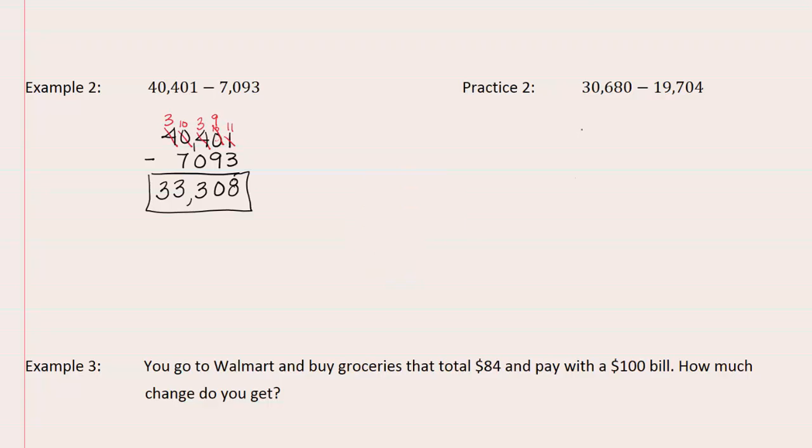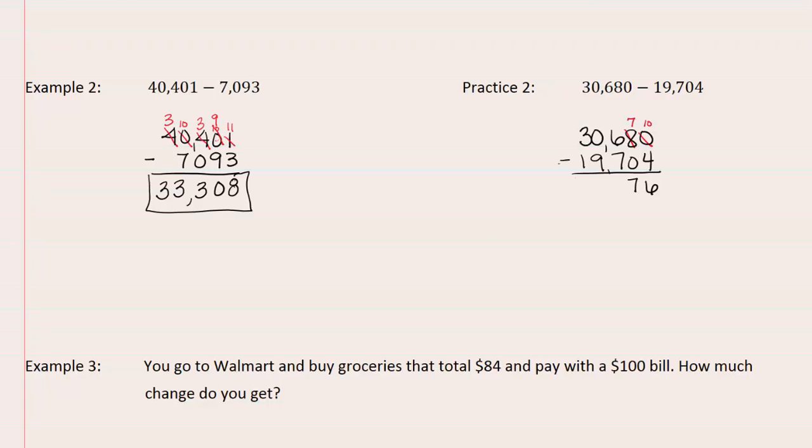Okay, let's see how you did. 30,680 minus 19,704. 0, I can't take 4 from 0, so I have to borrow. That becomes a 7. My 0 becomes a 10. 10 minus 4 is 6. 7 minus 0 is 7.